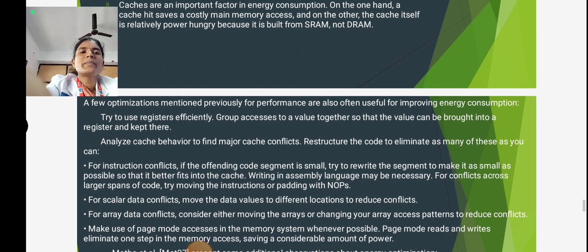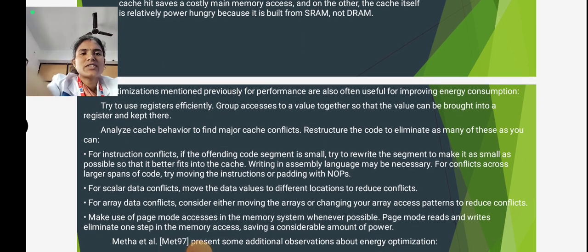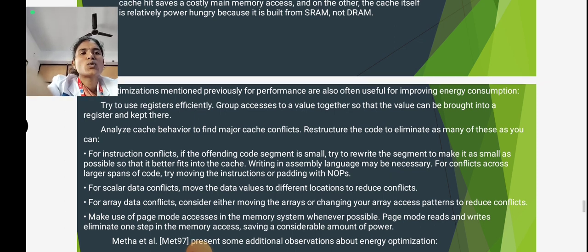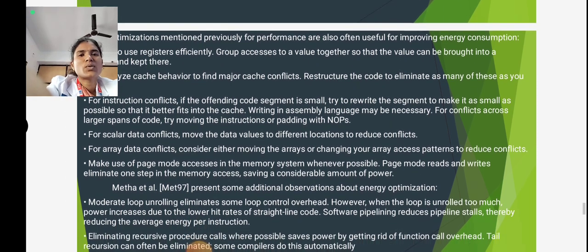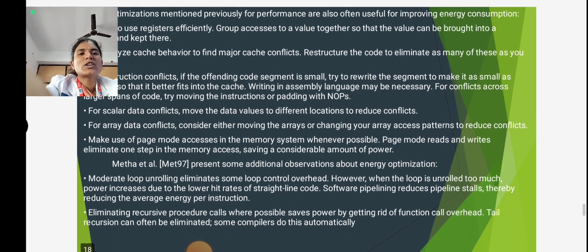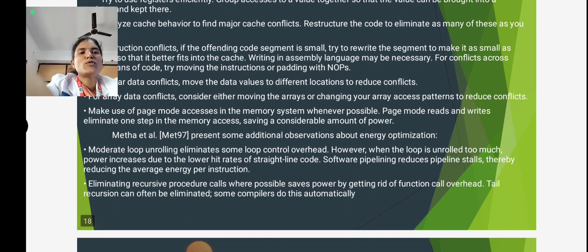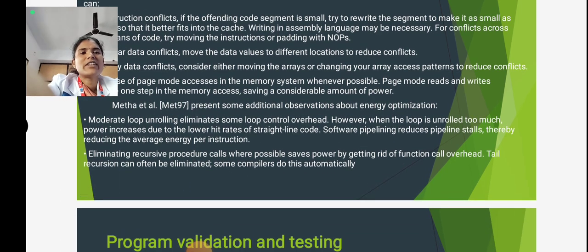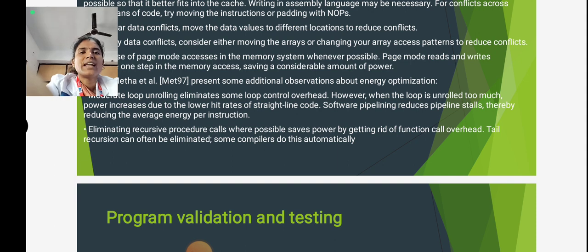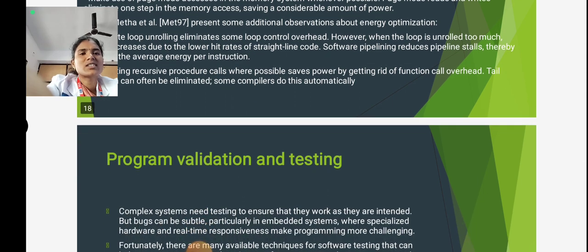Analyze cache behavior to find the major cache conflicts. Restructure the code to eliminate as many of these as you can. Moderate loop unrolling eliminates some loop control overhead. However, when the loop is unrolled too much, power increases due to the lower hit rates of the straight line code. Eliminating recursive procedure calls when possible saves power by getting rid of function call overhead.